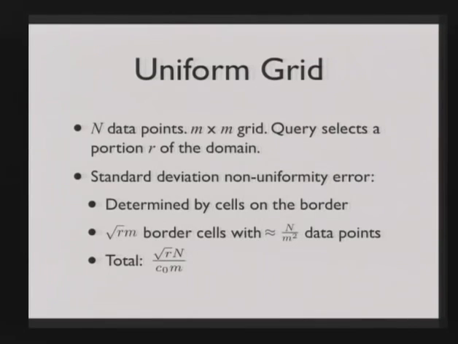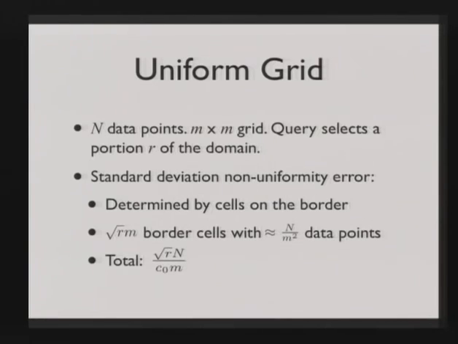And the standard deviation of the non-uniformity error can be approximated by the total number of points in that cell. We can approximate that by just dividing the total number of points in the whole data set by the total number of cells that we have. So we can approximate it by this number right here on the slide, square root of r, n, which is the total number of points in the data set, over m, and then I have some small constant factor that represents the non-uniformity, the distribution of points in the data set itself.